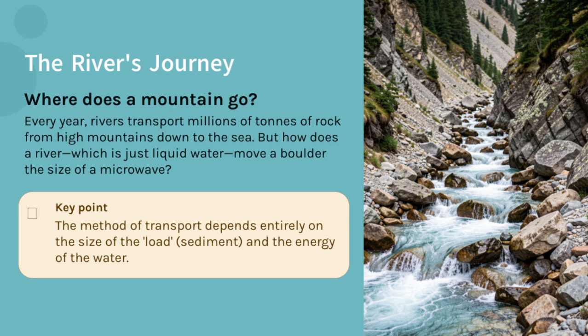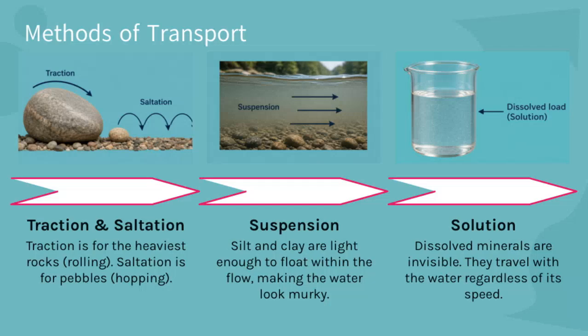The answer depends on two things: the size of the load and the energy of the water. Large, heavy material needs a lot of energy to move. Small, light material can be moved much more easily. A powerful river during a flood may be able to roll large boulders along the riverbed. A calmer river may only be able to carry fine silt or dissolved minerals. So the key point is, the method of transport depends on the size of the sediment and the energy of the river. Now let's look at the 4 main methods of river transportation.